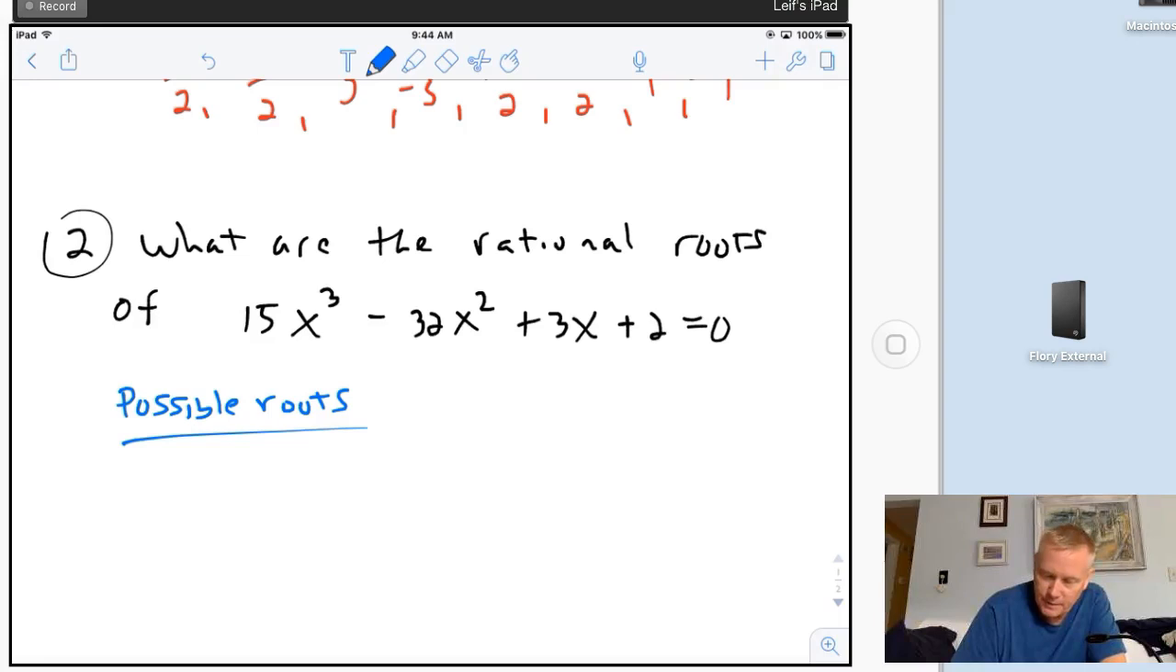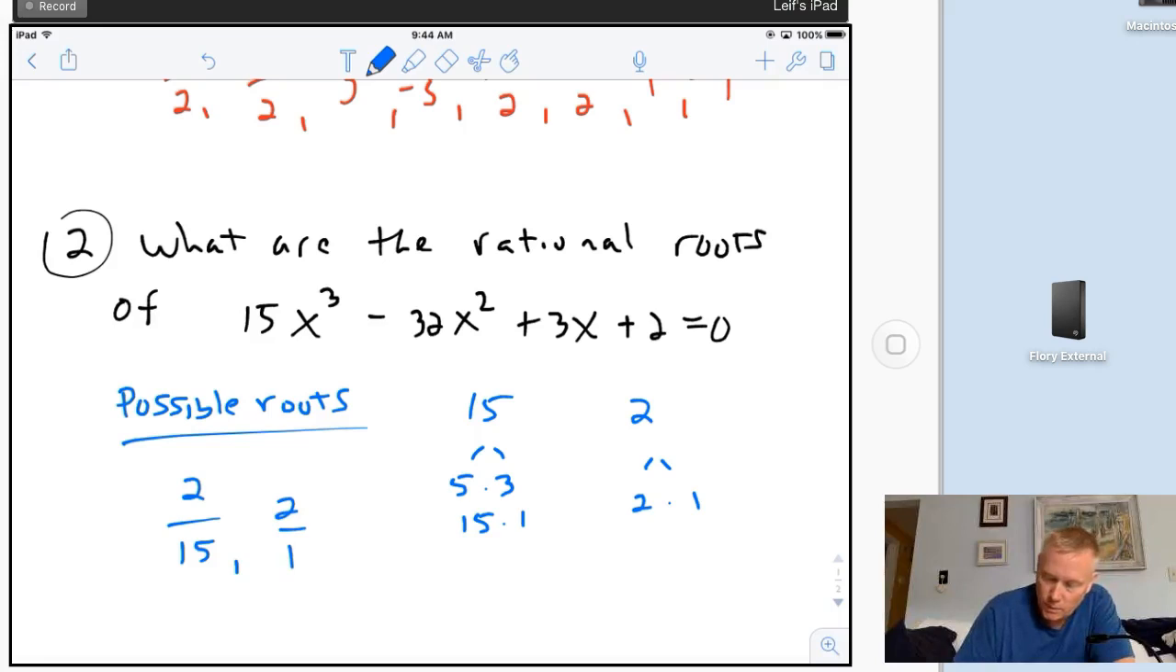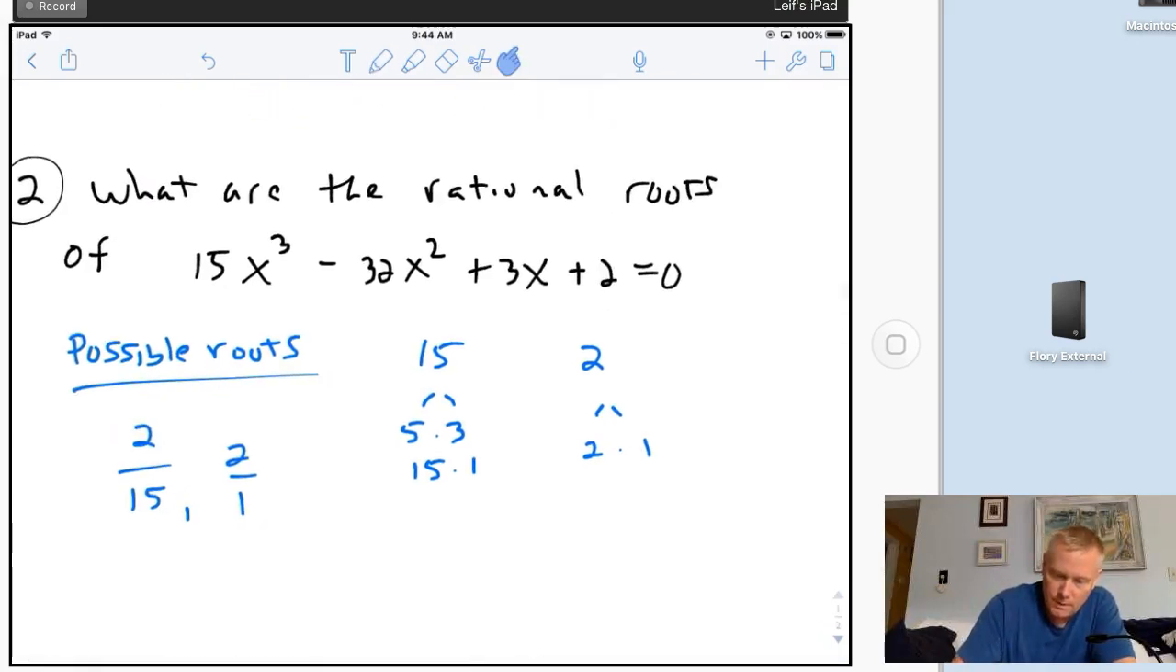I got 15 and I got 2, right? And so this could be 2 over 15, 2 and 1. This one's 5 and 3, or 15 and 1. It could also be 2 over 1. You can see there's going to be a lot of these.